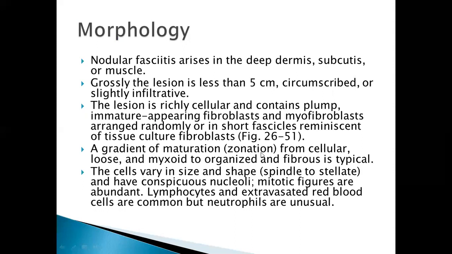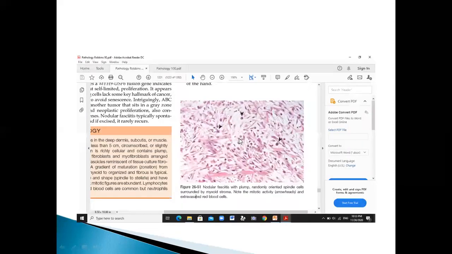The gradation of maturation, zonation from cellular, loose and myxoid to organized and fibrous, is typical. The cells vary in size and shape, spindle to stellate, and have conspicuous nucleoli. Mitotic figures are abundant. Lymphocytes and extravasated red blood cells are common, but neutrophils are unusual. Let's see in the figure.